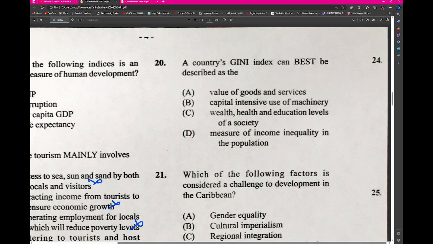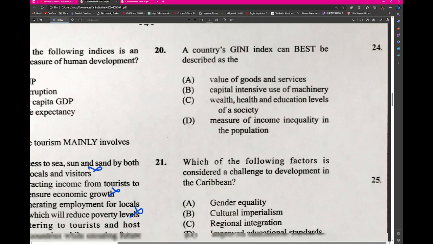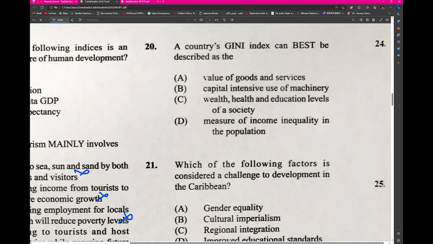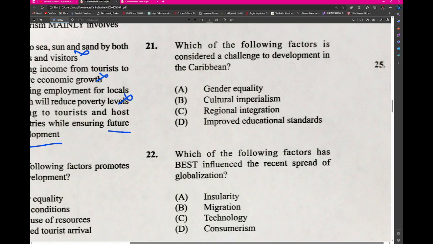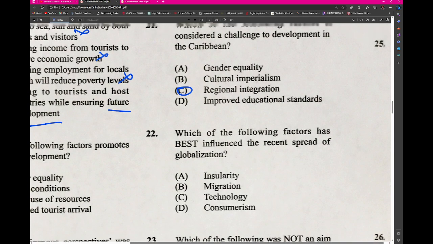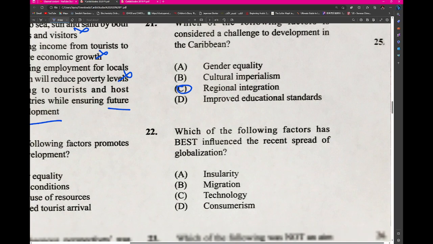A country's Gini index can be described as, what would the Gini index be? The measure of income inequality in the population. 21, which of the following factors is considered a challenge to development in the Caribbean? This would have been regional integration, I would believe, right? But if there's an issue, you can state it in the comments, right? The number of the question and what your answer would be and why.